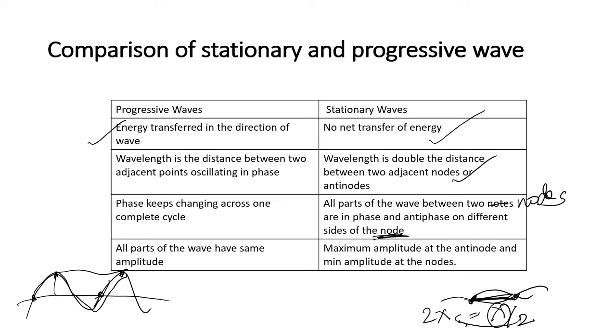Then we just talk about one amplitude in the case of progressive waves. We just say the amplitude of the wave is this. But in the case of stationary waves, we specify a maximum and a minimum amplitude. At the antinodes, they have maximum amplitude, and at the nodes, they have minimum amplitude.